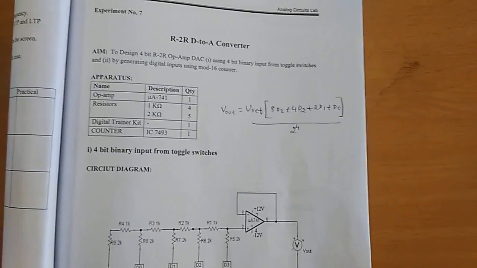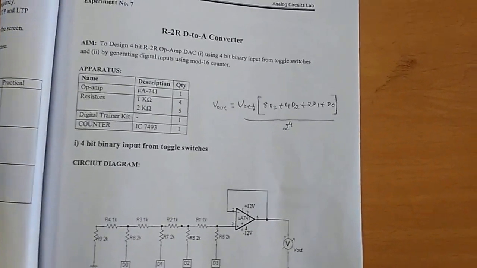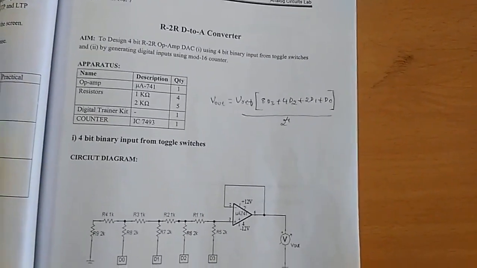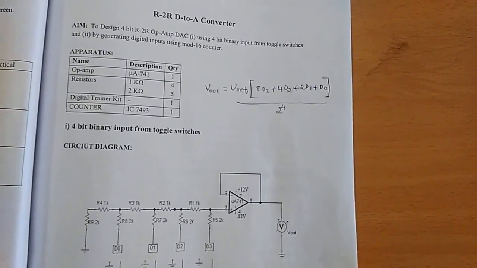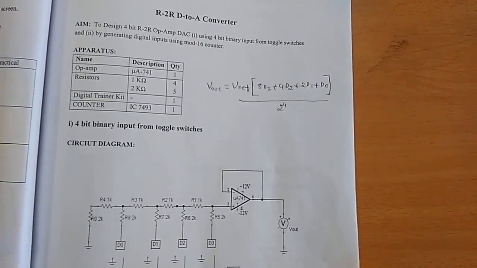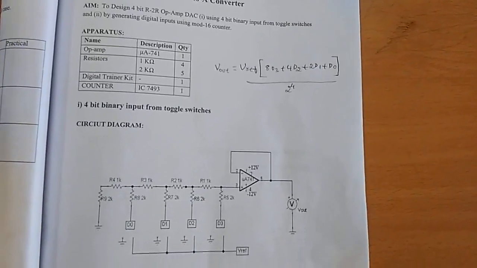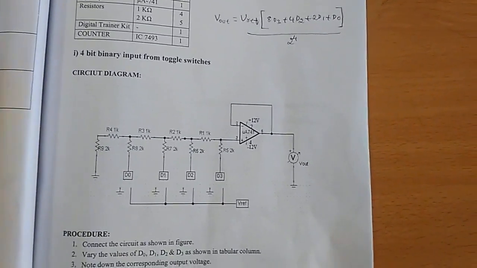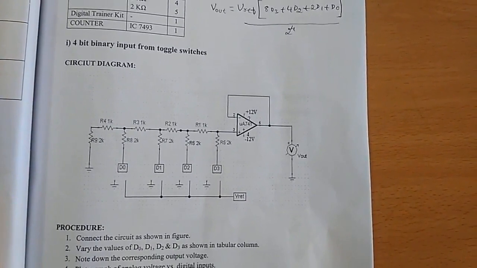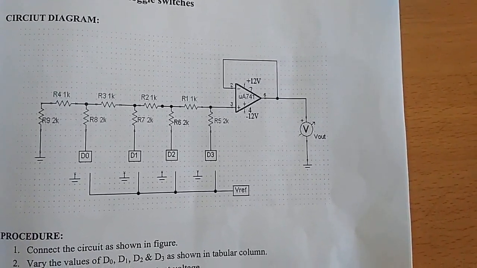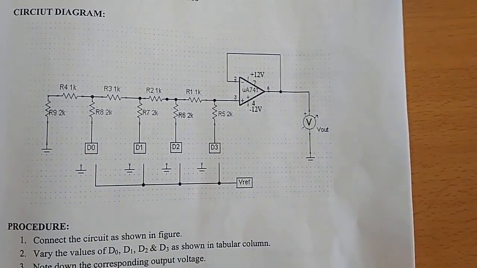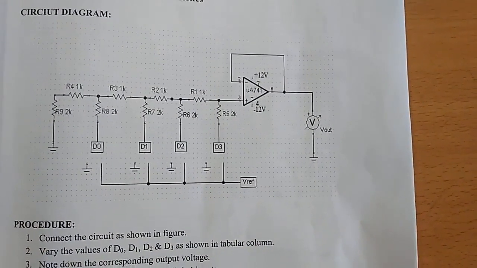Hello everyone. In this video, I'm going to explain a circuit called the R-2R digital to analog converter. Here R and 2R mean the values of the resistors. R is a resistor, and 2R is twice the value of that resistor. As you can see over here, this is the diagram for the R-2R DAC, where I'm using 1K resistors and 2K resistors. 1K resistors are used in the series R and 2K resistors are used in the parallel R.